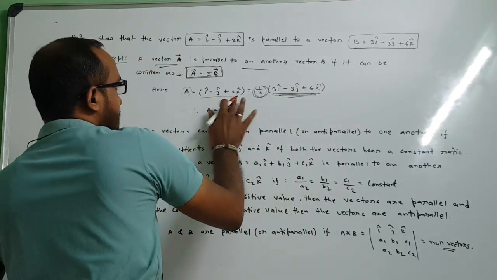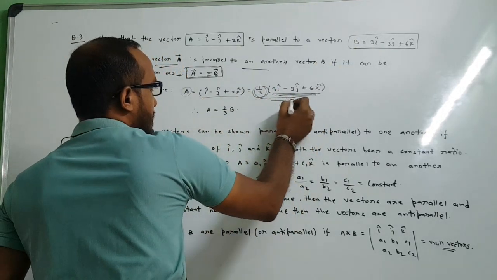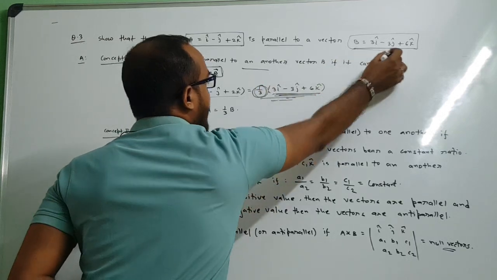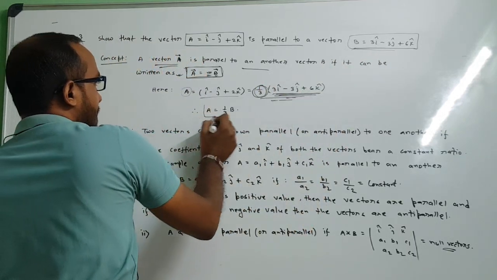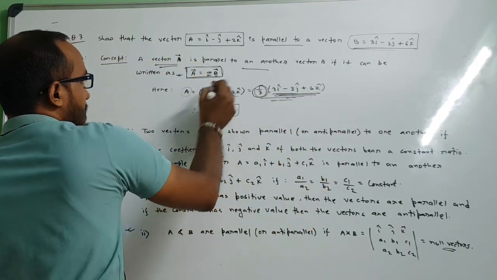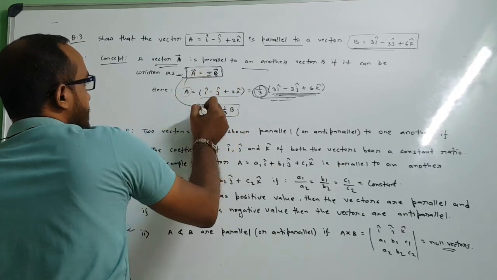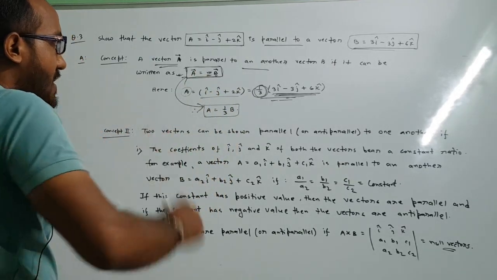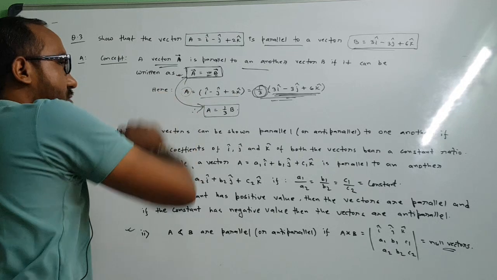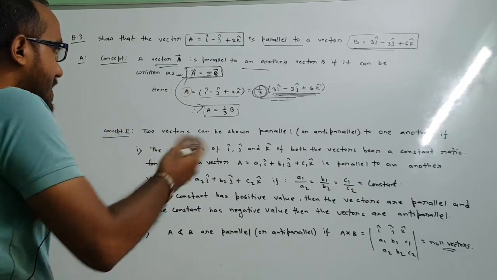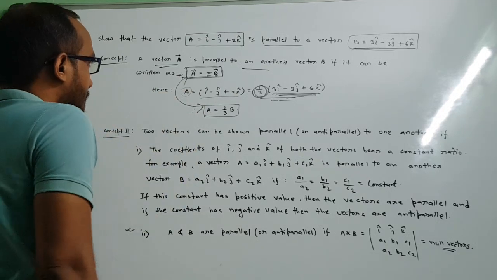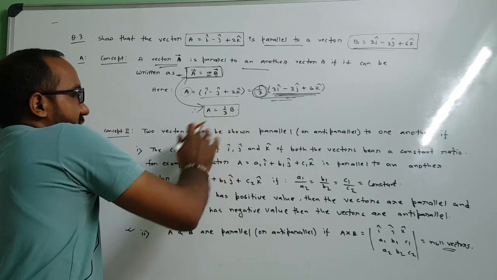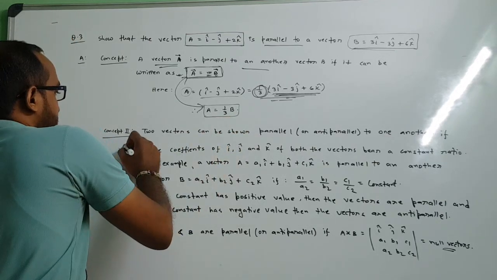So this A vector is some constant multiplied by B vector. That means A is 1/3 of B. So this format resembles this thing. That means A and B are parallel vectors. This is one method to quickly solve any JEE problem. If you can't apply this method, apply the next method.